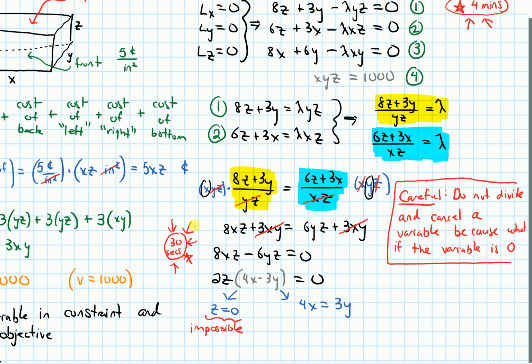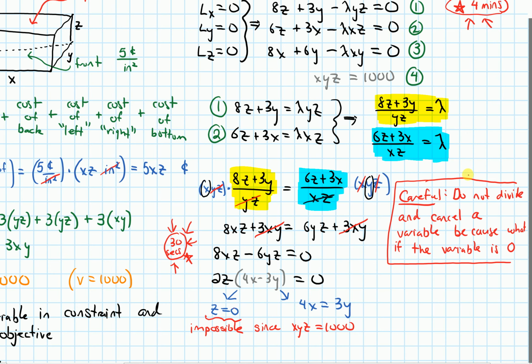All right, so hopefully you've done that. Hopefully you paused it to think about why. That's impossible because of the fourth equation. The fourth equation says x times y times z needs to be equal to 1,000. And if I were to plug 0 in for the z, the left-hand side would become 0. It wouldn't be 1,000. So z equals 0 ends up not being a possibility.